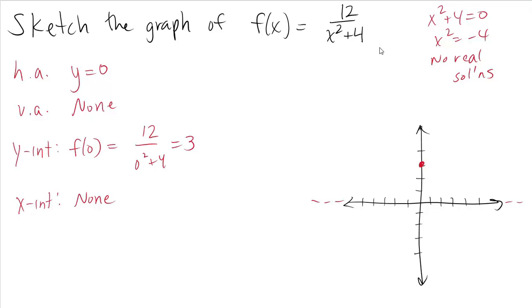So we'll probably want to plot a couple of points. Let's plug in, let's say, -2. f of -2 would be 12 over (-2) squared plus 4. That's 12 over 8, which reduces to 3 halves, or 1.5. So at -2, the output is 1.5.